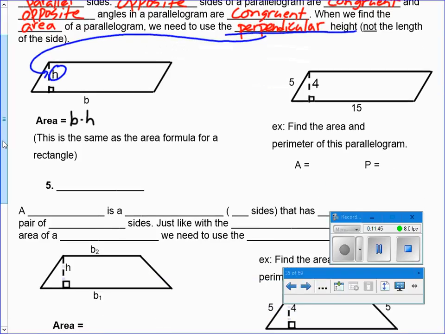So again, just like with the others, we're going to do an example. So we're going to find the area and the perimeter of this parallelogram. So here my base is 15, height is 4. So 15 times 4, or 60, is the area. Perimeter, right, we only have two sides here, but we know from the properties in the description that opposite sides are congruent. So for perimeter, I'd add up 15 plus 5 plus 15 plus 5, 40.